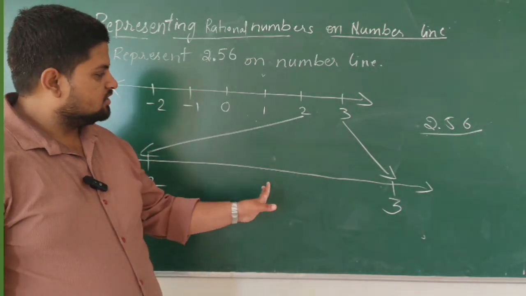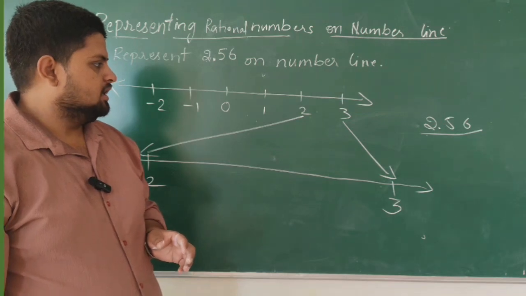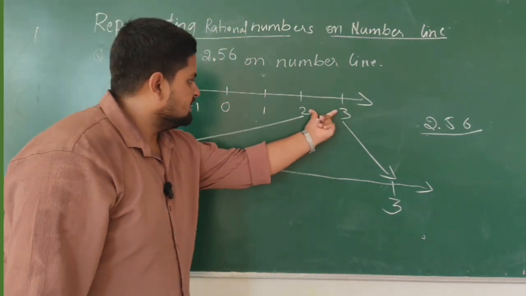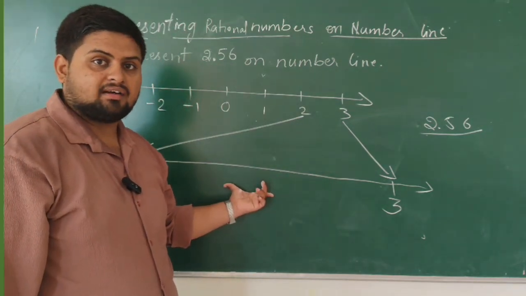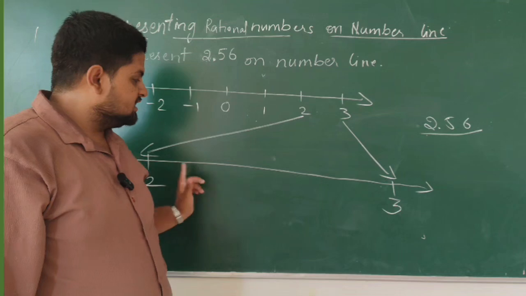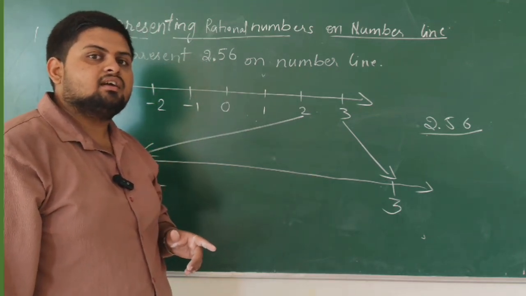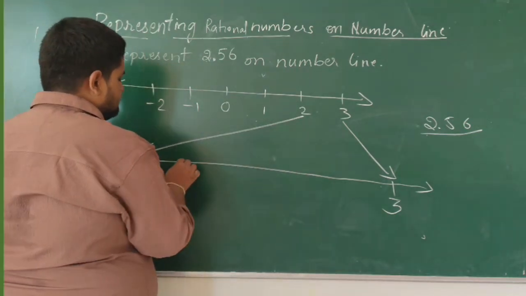So whenever you are representing decimal numbers on the number line, I have to divide this lane between 2 and 3, which is zoomed over here, into 10 equal parts. So if I want to divide this lane into 10 equal parts, how many lines should I put in between? Yes, exactly 9 lines. So I shall put 9 lines in between now.